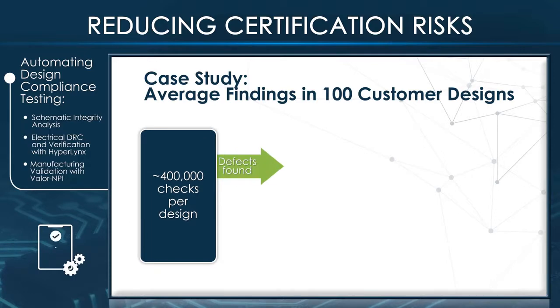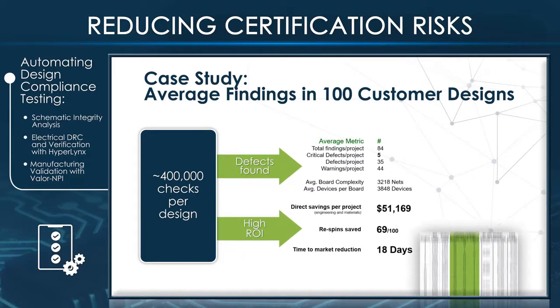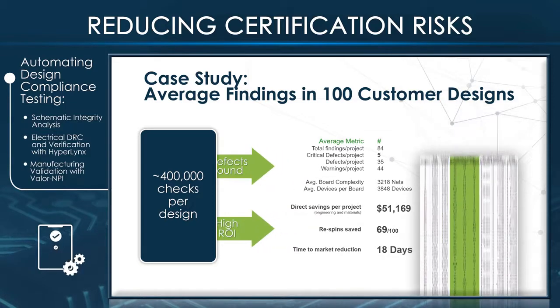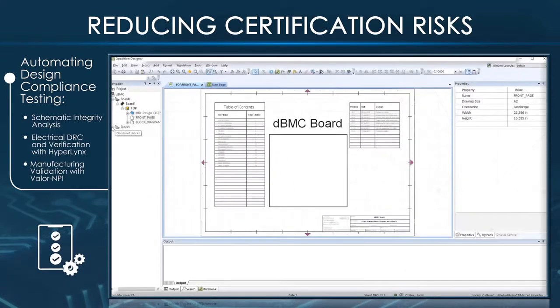And we found that with the case study of 100 customer designs, that Validate actually saved 69 respins of these designs and had a direct savings per project of around $51,000. So the tool essentially will pay for itself by saving you from one prototype respin.